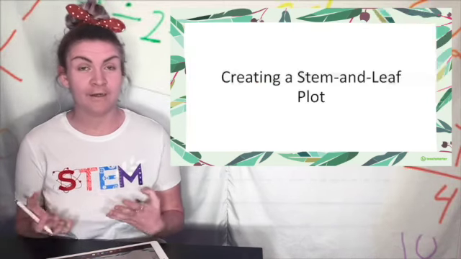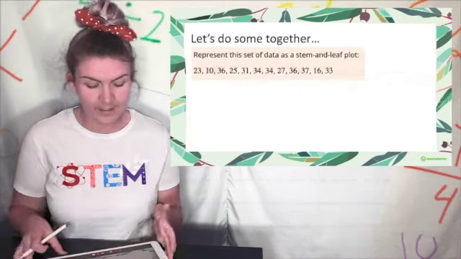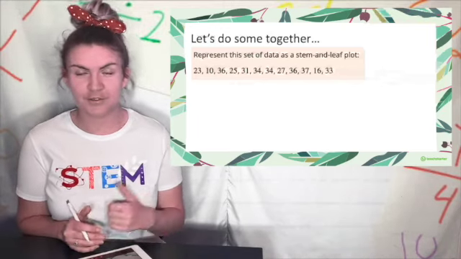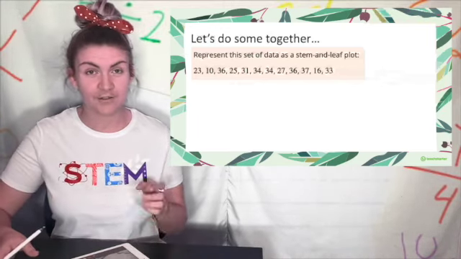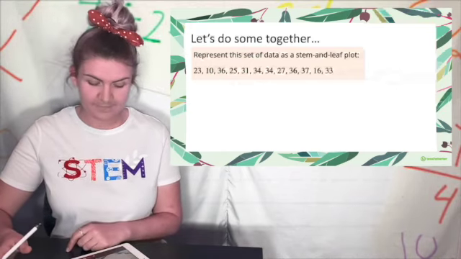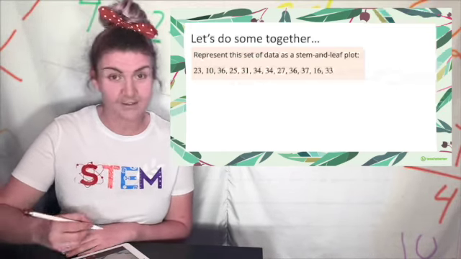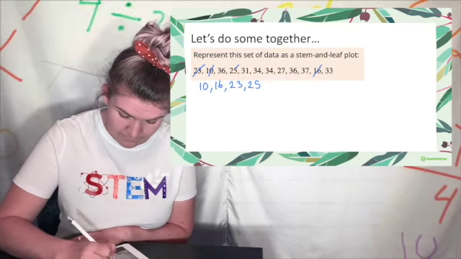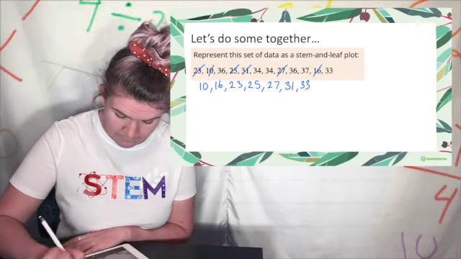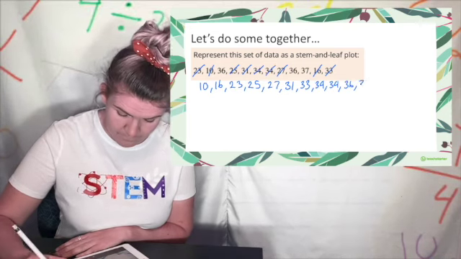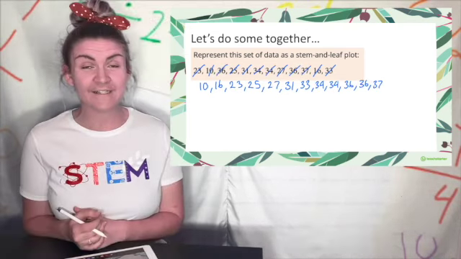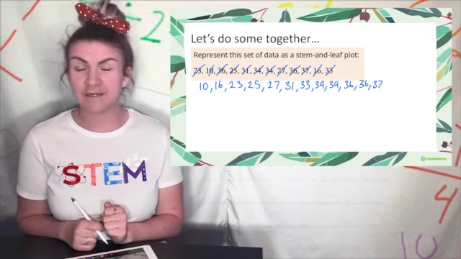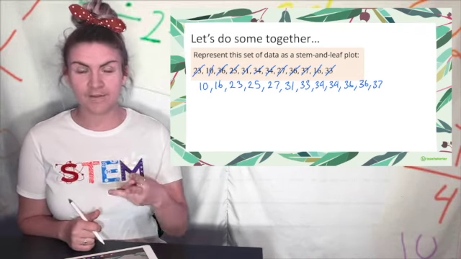Let's have a go at creating our own stem and leaf plots. It says represent this data as a stem and leaf plot. My first step is to put them in order, which we know how to do. I like to cross them off so I don't get any lost. I've got to find the smallest one first and then go from there. Next, I need to figure out what my stems would be. I go from 10 to 30, so I'm going to need the stems 1, 2, and 3.